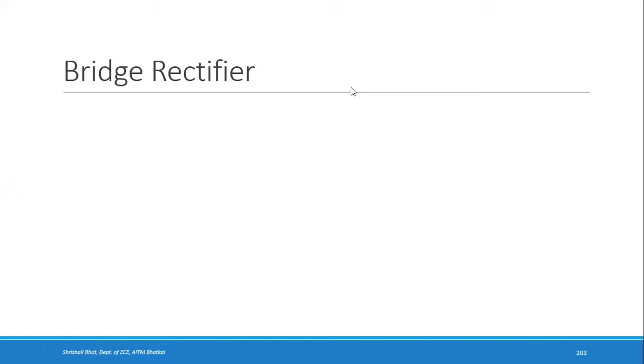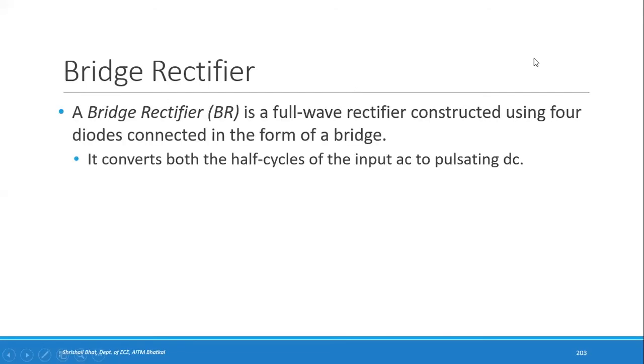A full wave rectifier can also be constructed using four diodes, which are connected in the form of a bridge, and that we call a bridge rectifier. So a bridge rectifier is a full wave rectifier itself, but it is constructed using four diodes connected in the form of a bridge. So it converts both the half cycles of the input AC to pulsating DC.